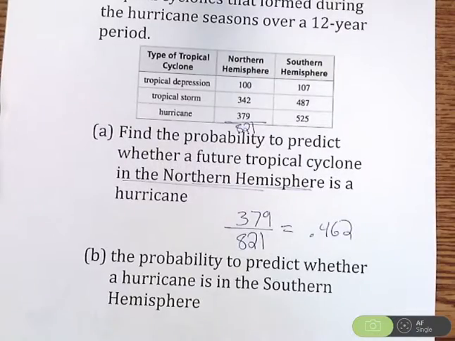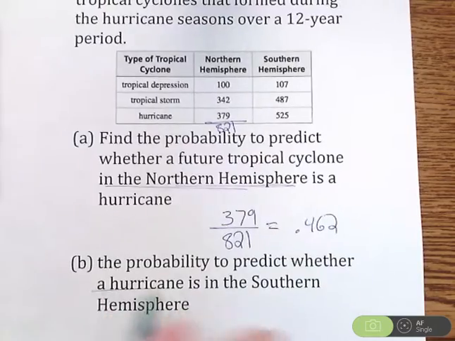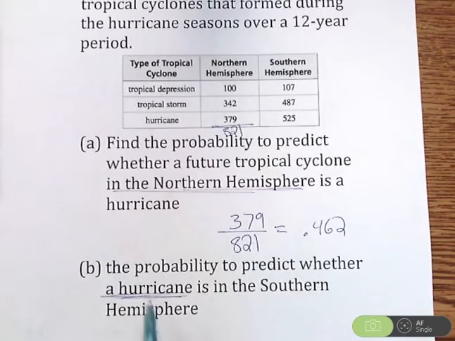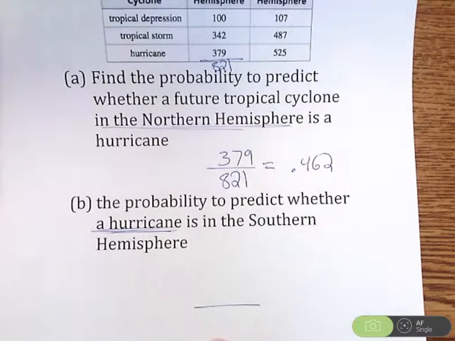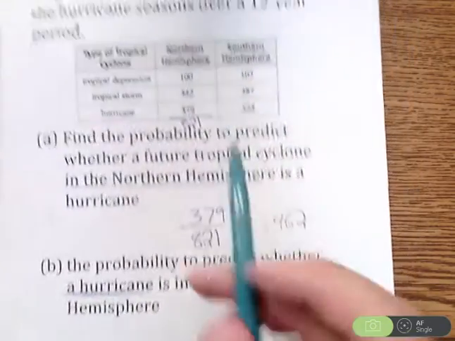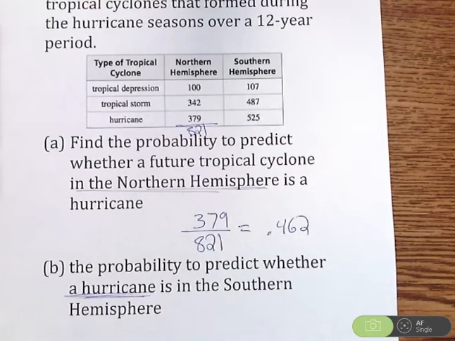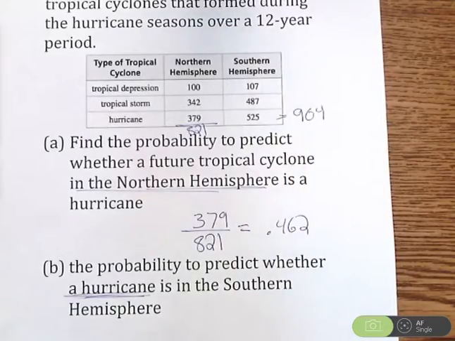Looking at this second one, it says find the probability to predict whether a hurricane is in the southern hemisphere. Kind of the same deal. They tell us we're starting with a hurricane and give us the probability it is in the southern hemisphere. So I want to know how many total hurricanes I am dealing with. Up top, I'm going to put my hurricanes that are in the southern hemisphere. The amount of hurricanes I have is 379 in the northern hemisphere and 525 in the southern hemisphere. If you add those together, that is 904.